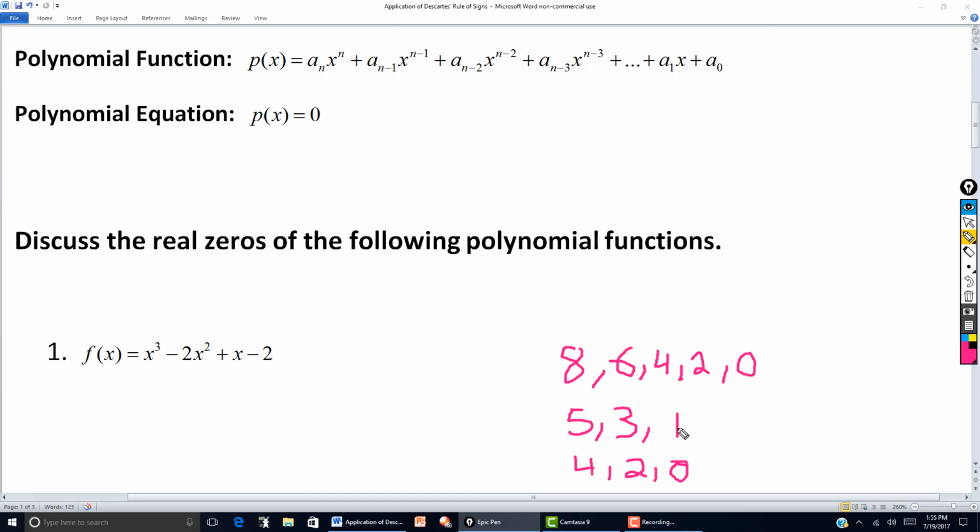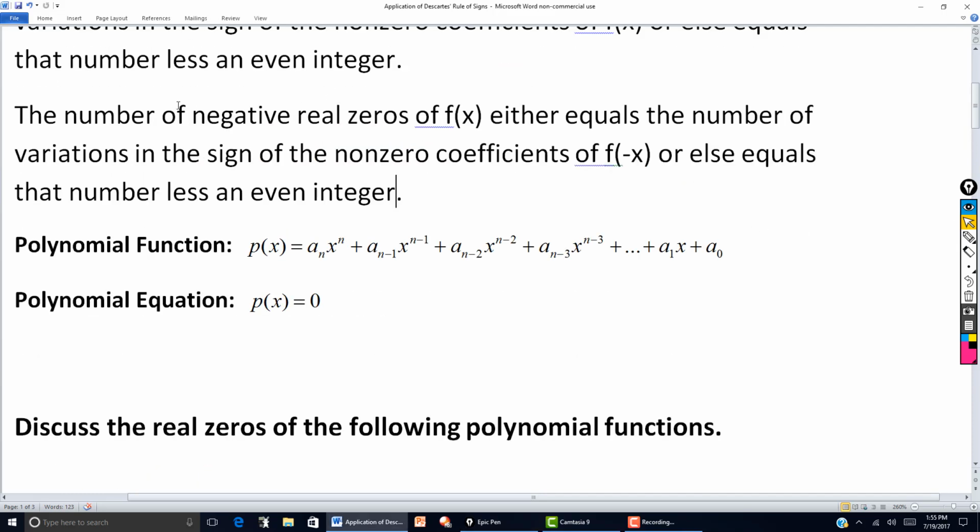Okay, so now hopefully that's clear. And you do the same thing if you're counting the negative zeros, except you evaluate the polynomial at minus x, and then you do the same thing. Okay, and I'll show you in the example here.